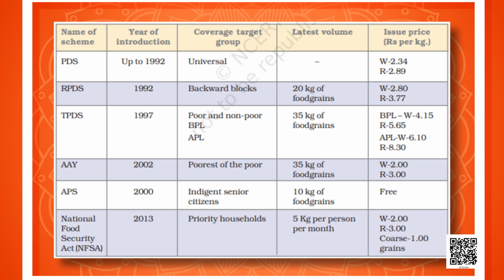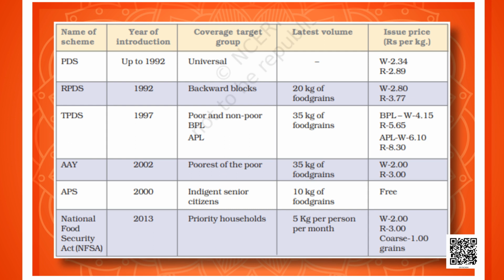From June 1997, in a renewed attempt, targeted public distribution system was introduced to adopt the principle of targeting the poor in all areas. It was for the first time that a differential price policy was adopted for poor and non-poor. Further, in 2000, 2 special schemes were launched, that is Antodaya Anna Yojana and Annapurna scheme, with special target groups of poorest of the poor and indigent senior citizens respectively. The functioning of these 2 schemes was linked with the existing network of the PDS.